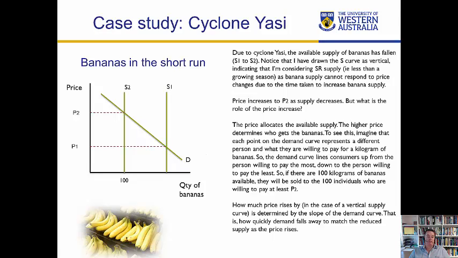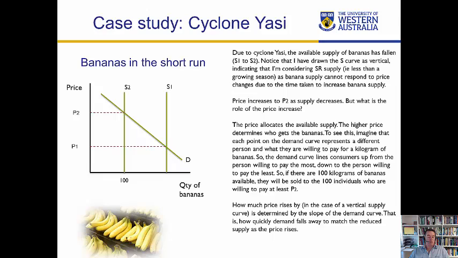When the supply curve shifts to the left, price goes up to rebalance the market. But as price is rising, price is not rising simply to reflect the fact that there are fewer bananas available. Price is actually also rising to reduce the level of demand so that demand falls back to 100 units as well.